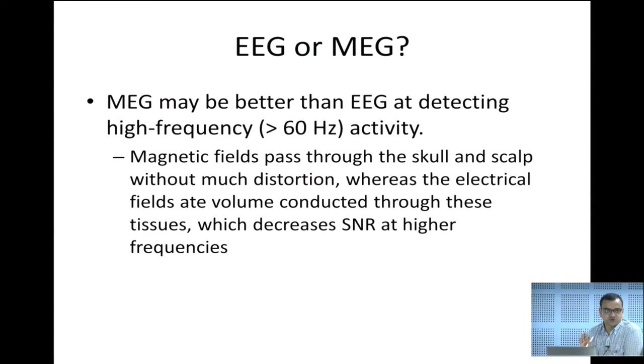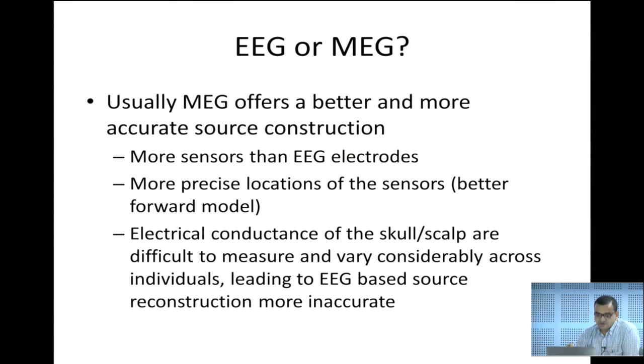On the other hand, magnetic fields pass through the skull and the scalp without much distortion. Electrical fields are much attenuated there. Electrical fields are also volume conducted through these tissues, cerebrospinal fluid, and they are attenuated, especially the high frequencies, much more than the low frequencies. So if you are looking at brain rhythms higher than 70 hertz, EEG is very difficult. You can do it with advanced instrumentation, but not with any standard EEG system. But with MEG, yes, you can, just the way it works.